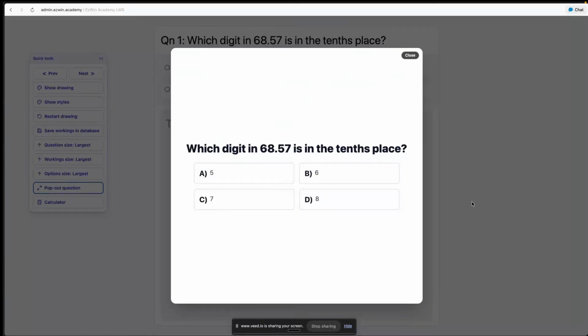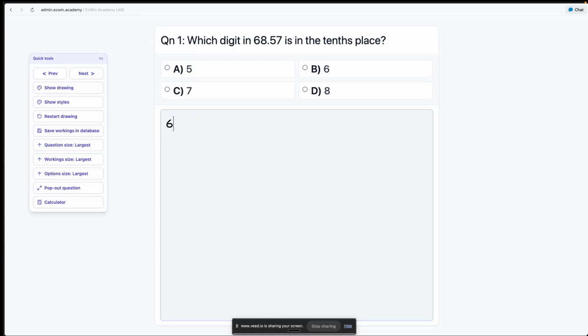All right, so the first question says, which digit in 68.57 is in the tenths place? There are four options over here. If I write 68.57, let's go through each digit and what place each one is. For 6, what do you think the place is? If you answered tens place, then you're right. What about 8? What do you think the place is? If you answered ones place, then you're right.